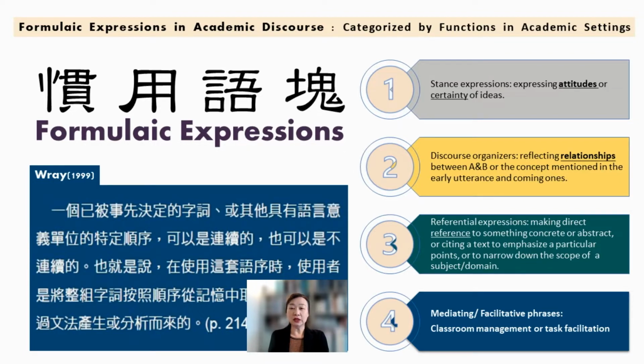The second one, discourse organizers. It helps us reflect the relationship between 2 ideas, 2 items, 2 issues, or between the concept that's been mentioned earlier and the upcoming ones. The third type, which we use very often when we reference a certain text or a passage, to emphasize a particular point or to narrow down the scope of a subject or domain. The fourth type will be classroom English we use to facilitate or mediate our class task.